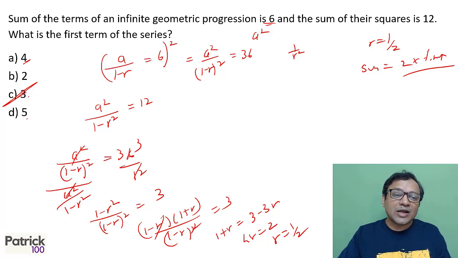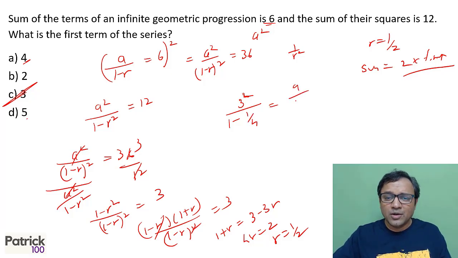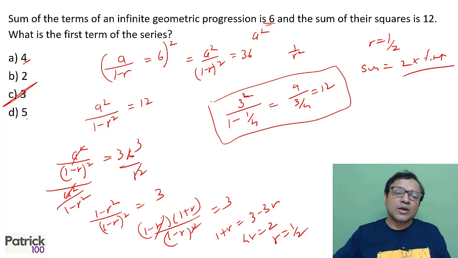Since the sum is 6, I can take 3, which is easier to check because I can make out the ratio is half, since the sum is double the first term. Then you can directly substitute: 3 square, the sum of the squares, upon 1 minus 1 by 4. If you calculate 9 upon 3 by 4, that will give you 12. Since it satisfies, you can mark the answer.